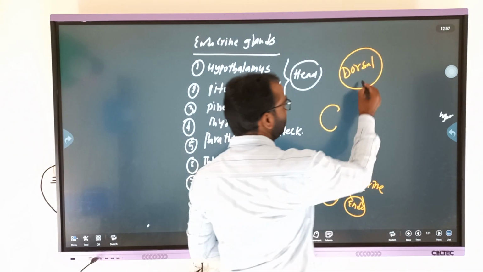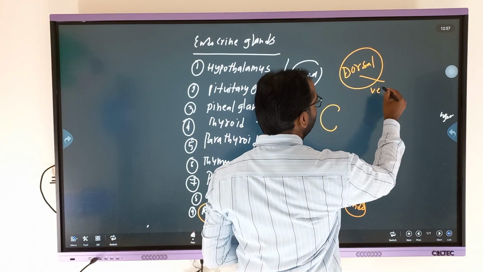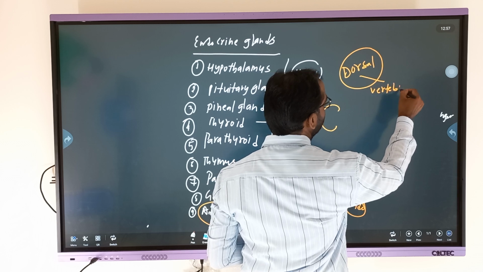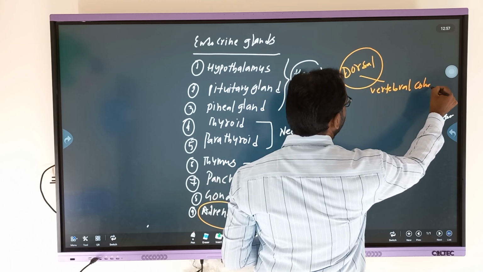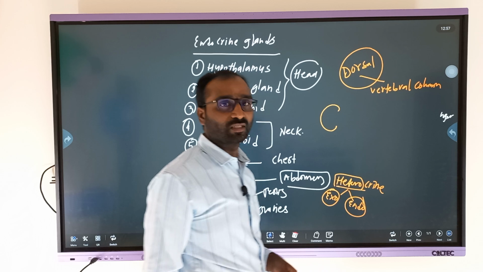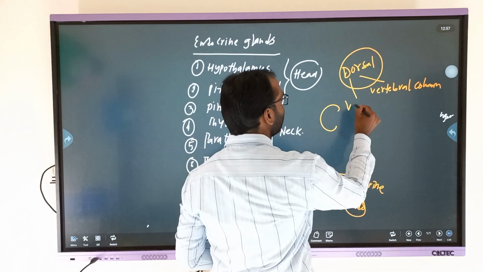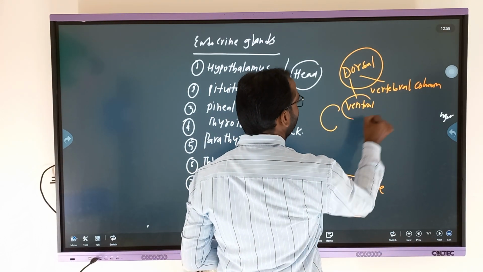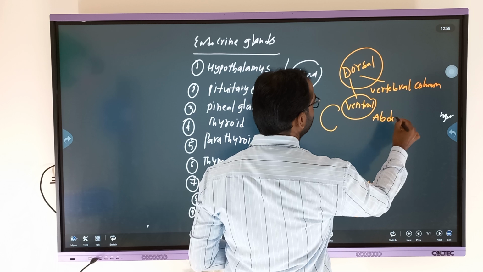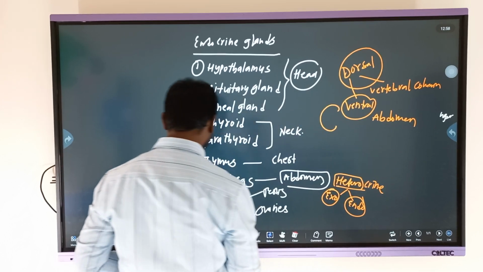Here, dorsal is where the vertebral column is located. Along with that, ventral is the abdomen side. Ventral, abdomen.